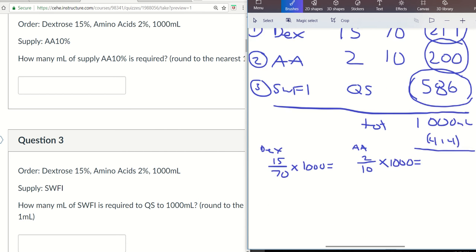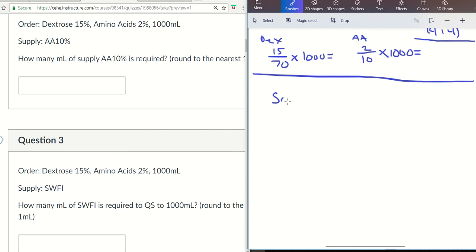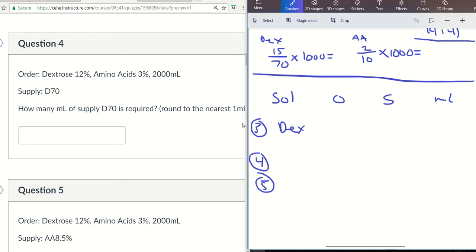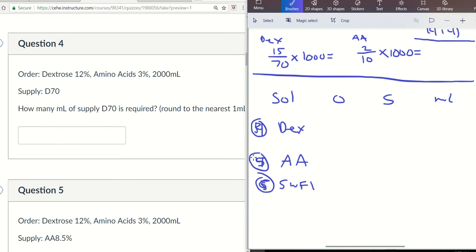All right, let's go on to the next set. I'll do the same. I'll make my chart: solution, order, supply, mLs. This time it's 4, 5, and 6: dextrose, amino acid, sterile water for injection. For number 4, our order for dextrose is 12. Our order for amino acid is 3. Supply is 70. And looking at number 5, our supply here is 8.5.